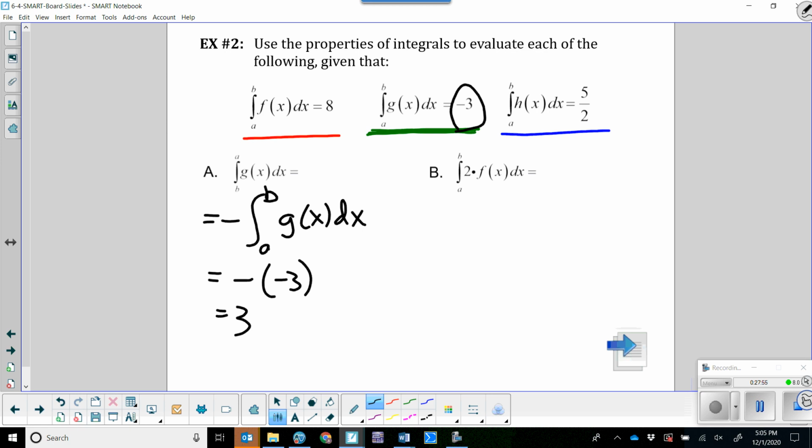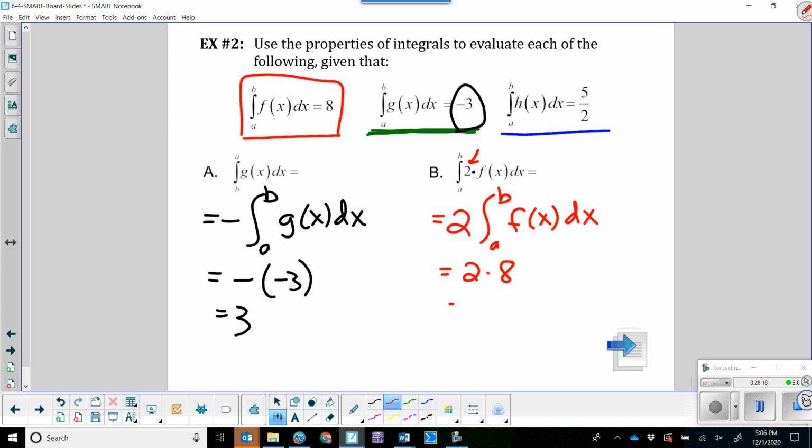All right, so B is going to use that property that I said we're going to use all the time, which is that this is a constant being multiplied by the function, so pull the constant in front and integrate from a to b f of x dx. Well, they told me that the integral of f of x dx, if I'm going from a to b, is 8. So this is 2 times 8, which is 16. Okay?